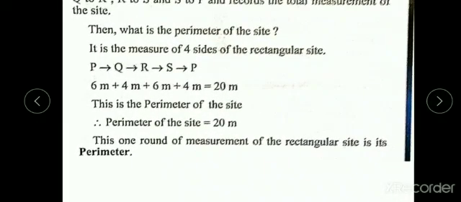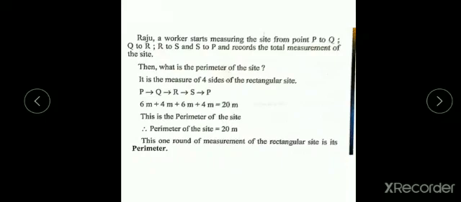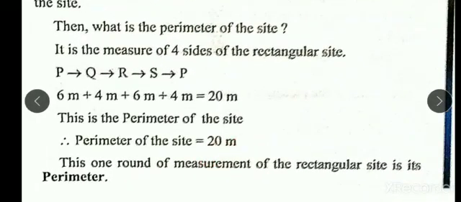What have they done here? They have added 6 meter plus 4 meter plus 6 meter plus 4 meter. That is 6 plus 4 is 10, 10 plus 6 is 16, 16 plus 4 is 20 meter. So they have added all the sides of the rectangle, and after adding all the sides, they have got 20 meter.